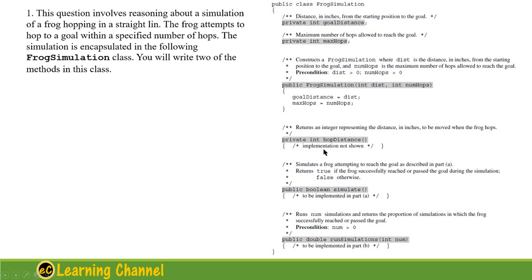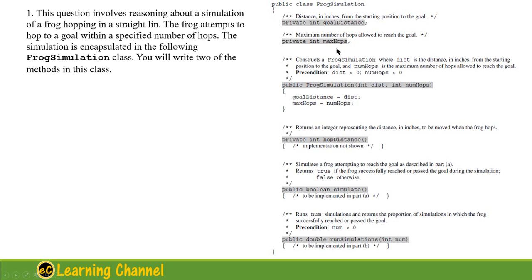It also provides a function called hop distance, and this hop distance can go forward or backward. So if you end up behind your original point, then you will be determined as failing to reach the goal line as well. And if you try too many hops, you will also be determined as not reaching the goal line. So there are a few rules that determine whether you reach the goal line or not.